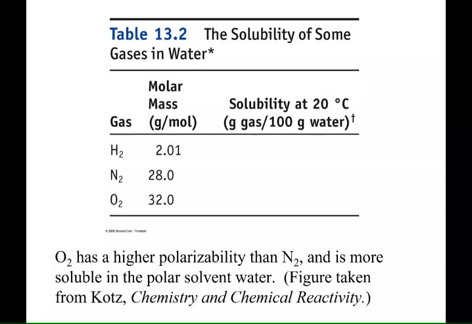Well, we can look at the polarizability of oxygen relative to some other gases. Nitrogen is a gas, hydrogen is a gas. As we go from oxygen to nitrogen to hydrogen, we're decreasing molecular weight. According to our rule, if we decrease molecular weight, what happens to polarizability? Does it go up or down? Decrease. Yes, it goes down. Decrease molecular weight, it's less polarizable.